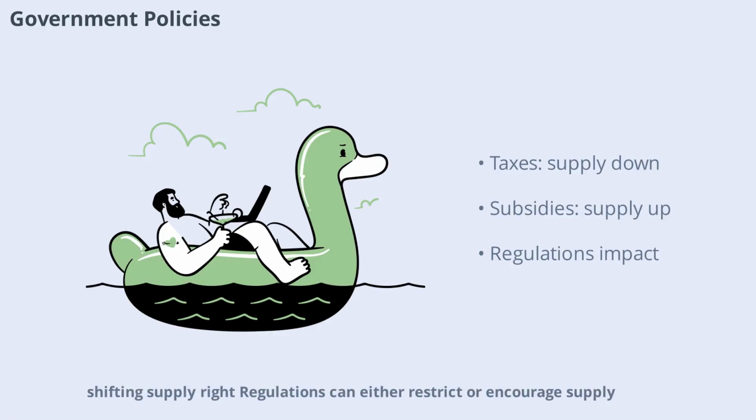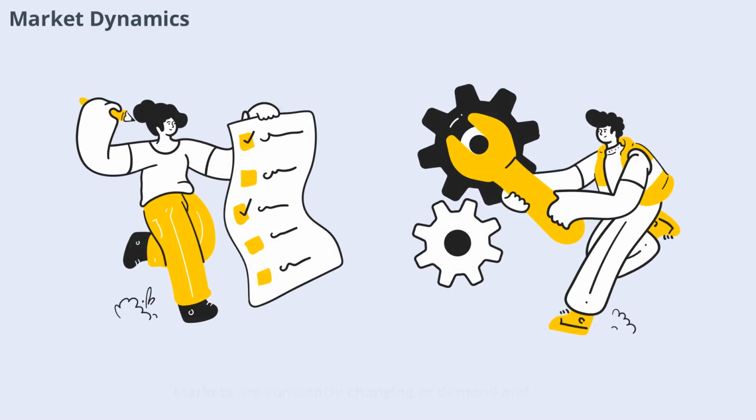Regulations can either restrict or encourage supply depending on their nature. Markets are constantly changing as demand and supply curves shift in response to new information, trends, and events. These dynamics create the ever-changing prices and quantities we see in real life. Understanding these shifts is crucial for making informed decisions as a consumer, producer, or policymaker.